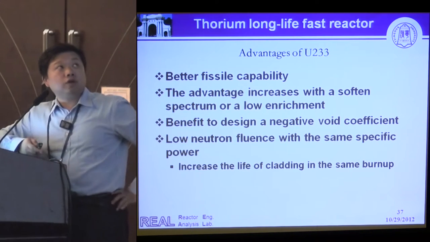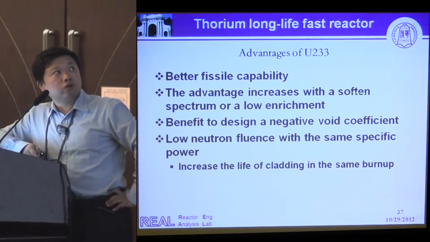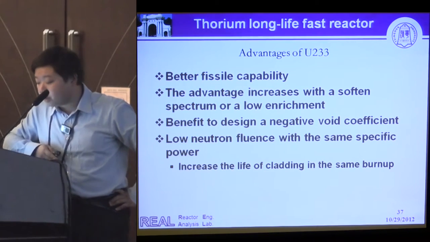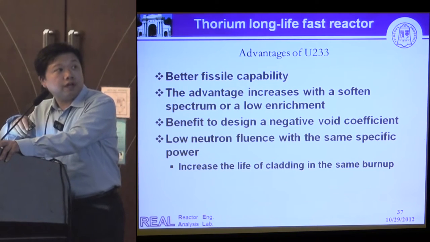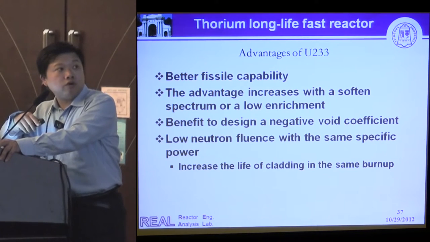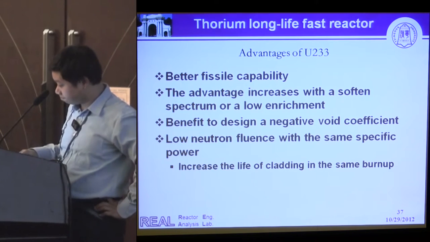Consider the advantage of uranium-233: it has a better fissile capability, and the advantage increases with a softer spectrum or low enrichment. So it will benefit the design of the reactivity void coefficient, and the low neutron fluence with the same specific power will increase the life of the cladding at the same burn-up.